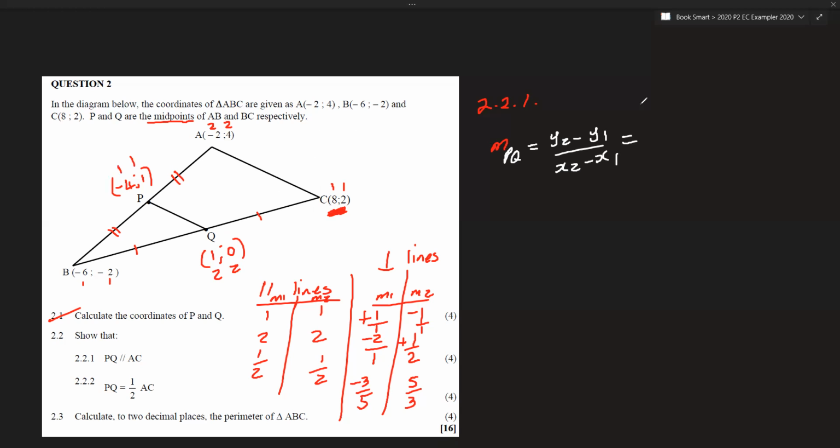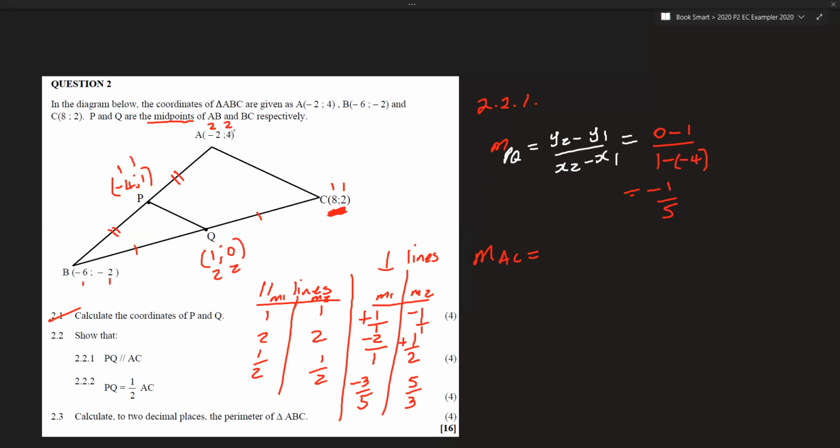So y2 I can see is 0 minus y1, which is 1, all over x2 is 1. And then x1 is -4. So I'm going to say this minus, and then because I'm minusing there, you see, put it in bracket like that, which gives us -1/5. That is the gradient of PQ. Now let's find the gradient of AC.